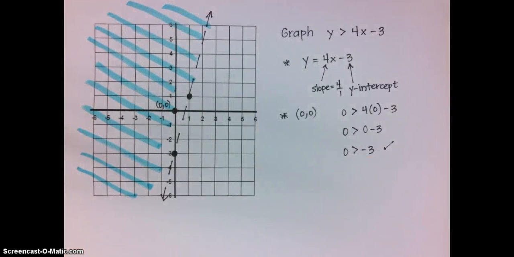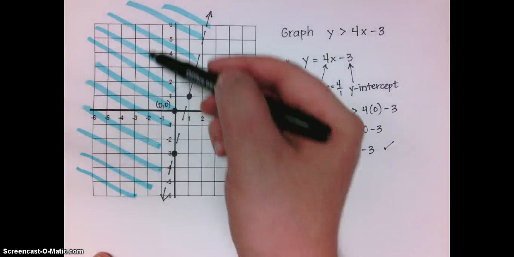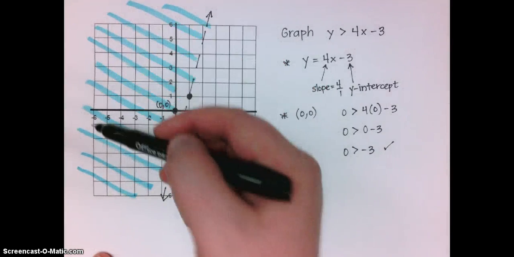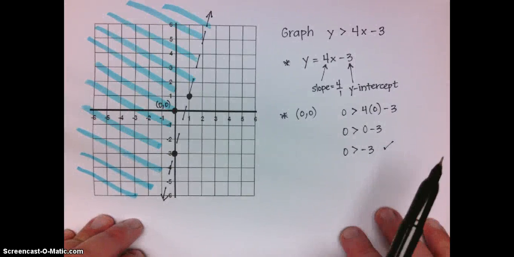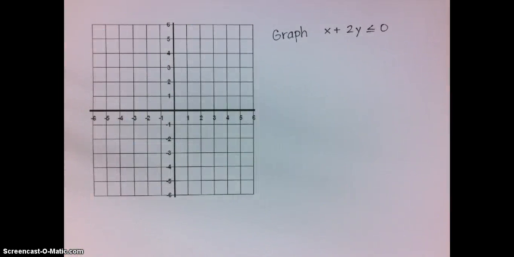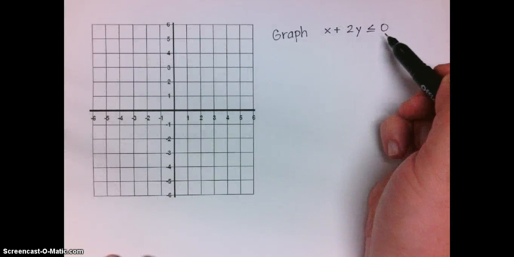As I was telling you before, it has an infinite number of solutions. Look at all of these possible coordinate points on this side that are solutions for this inequality. So why don't we do another one? Let's get some good practice at this. The next one is x plus 2y is less than or equal to 0.